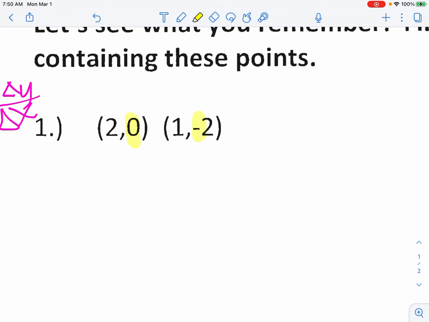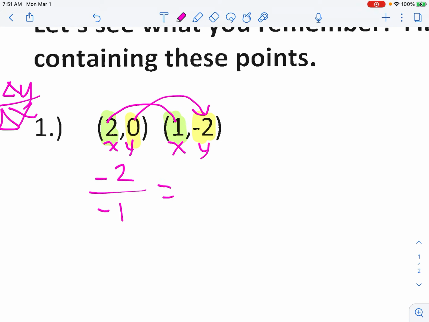If we go ahead and look at our coordinates, first I'm going to look at the change in y. So how do I get from 0 to -2? That's going down 2. And then over the change in x. So remember, your coordinates always go x, y, x, y. So to get from 2 to 1 is a change of -1. So if we're going to simplify that, then -2 divided by -1 is +2. So the slope of your line would be 2.